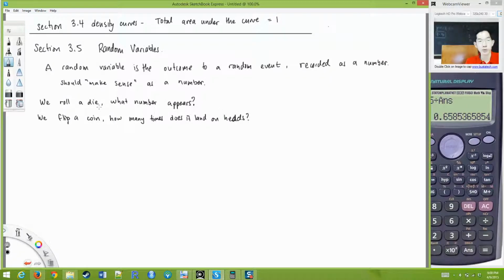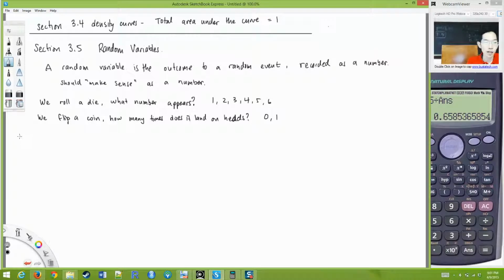Okay, so when we roll a die, what number appears? The outcomes are going to be 1, 2, 3, 4, 5, 6. If we flip a coin one time, how many times does it land on heads? It's going to be 0 or 1. Okay, so essentially we're just turning the outcome heads or tails into a number 0 or 1. Okay, but it makes sense because we can ask a question where it kind of makes sense.